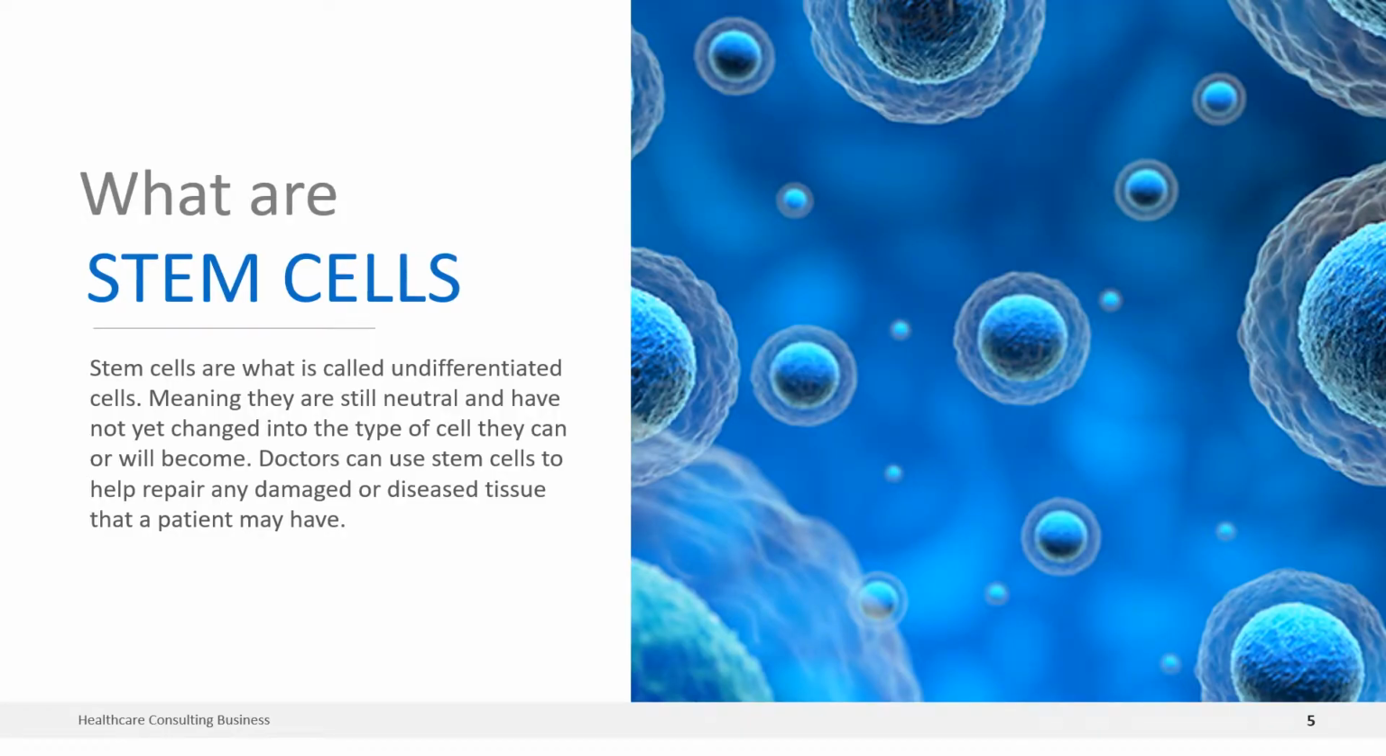So let's talk about what are stem cells. Stem cells are basically cells that are undifferentiated, meaning they are not determined what they are going to be. Are they going to be a joint cell? Are they going to be a cartilage cell? Are they going to be a cell in the organ or muscle? And they are still neutral. So they just basically haven't chosen what they will become. And of course, doctors or providers are able to take these cells and help patients' bodies repair any damaged or diseased tissues that somebody might have.